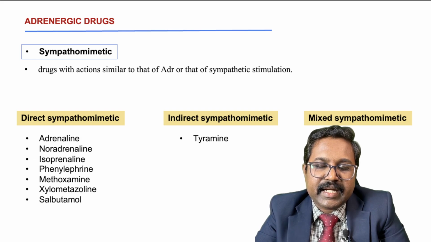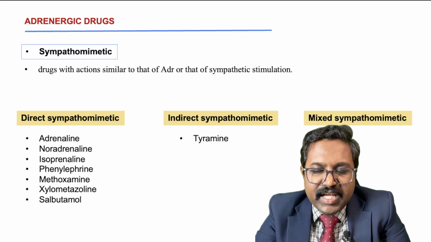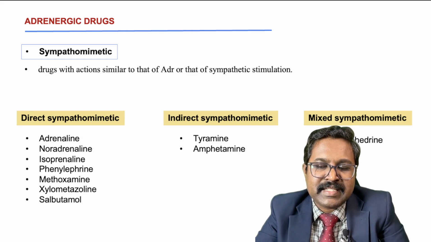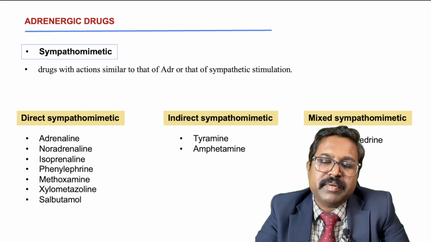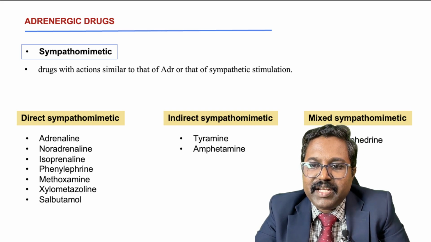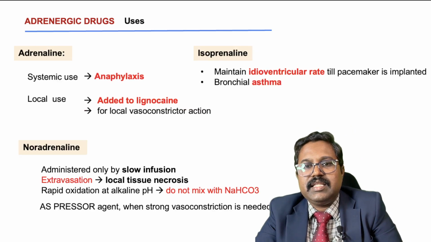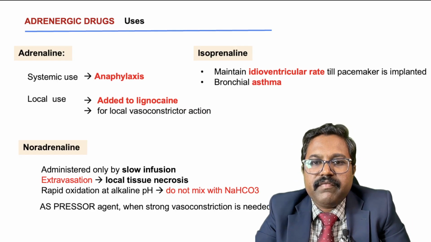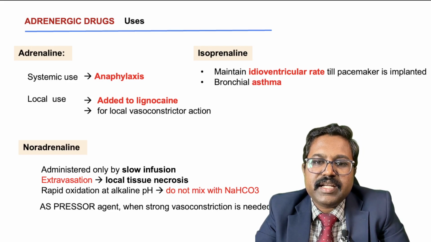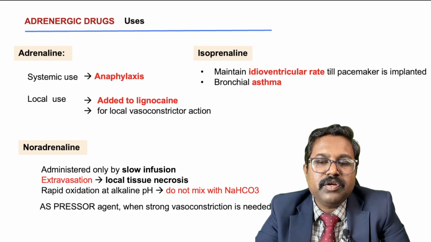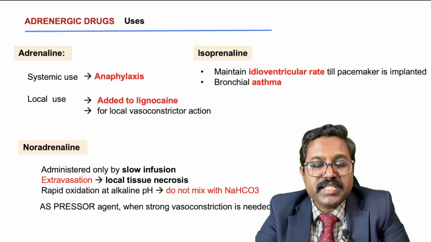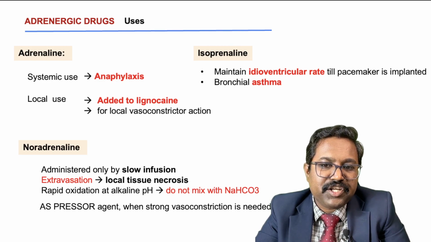Under indirectly acting sympathomimetic agents, we have tyramine, amphetamine, etc. Under mixed sympathomimetic agents, we have ephedrine and pseudoephedrine as well as mephentermine. So this is again the revision of the adrenergic drug uses. Adrenaline is useful systemically in the treatment of anaphylaxis. It is a drug of choice in the treatment of anaphylaxis or anaphylactic shock.